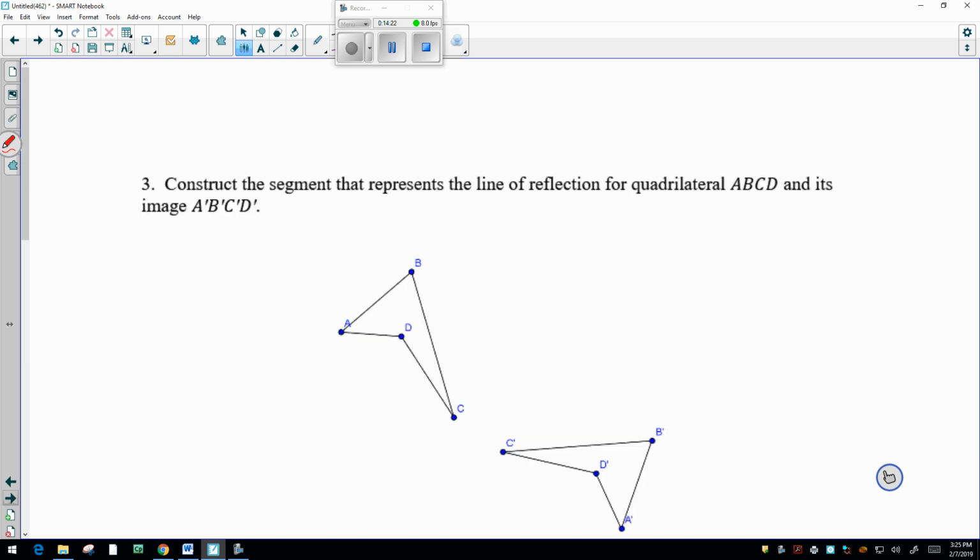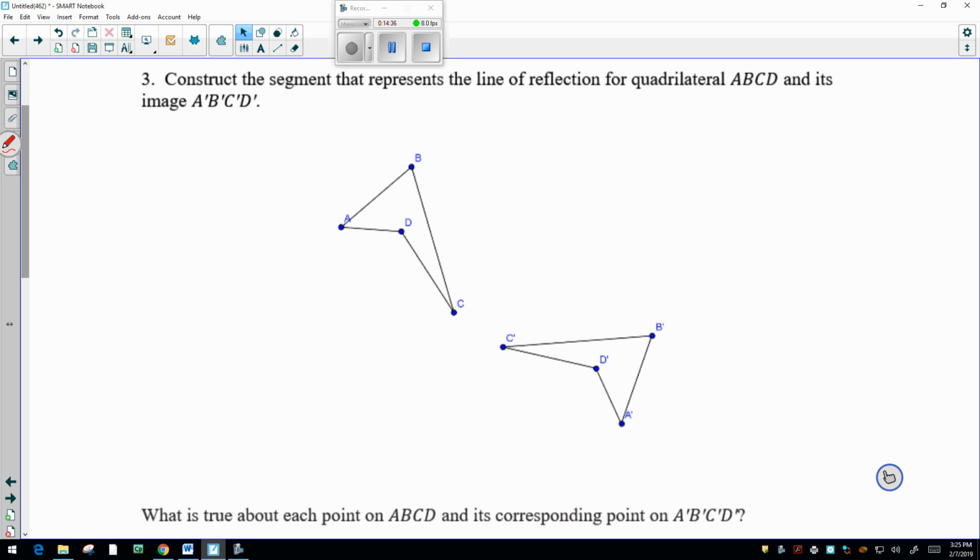And the last thing we're going to do is take a look at perhaps constructions based off of this. So with these constructions, we want to construct a segment that represents the line of reflection for this quadrilateral and its image. So I need to find something that's going to be showing me perhaps the middle. I know it's got to be somewhere in the middle. So what I'm going to do is start by saying let's connect C to C prime. And we're going to do that with a nice straight line. So make sure you have a straight edge as you're doing this.